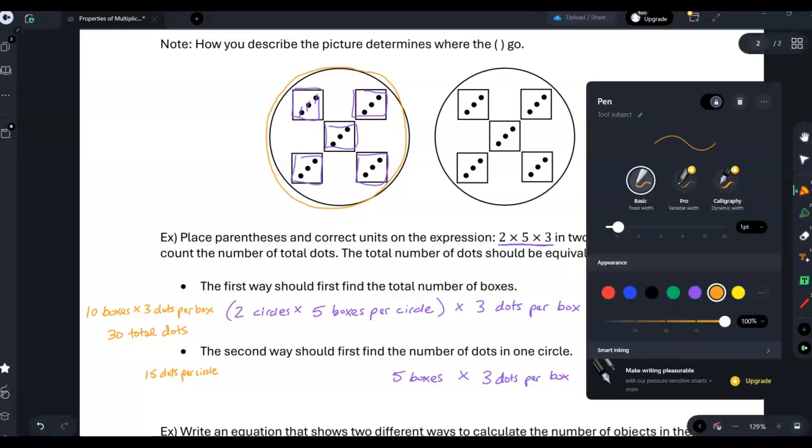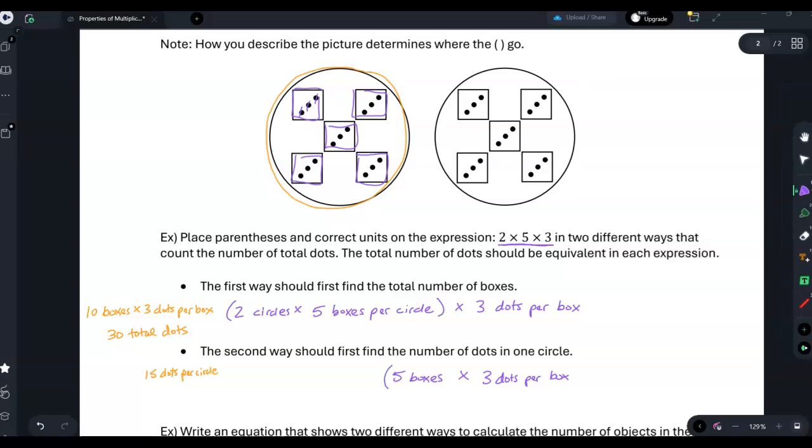And so really what I'm doing is I'm finding this 5 boxes times 3 dots per box gives me 15 total dots, but that's not the total, that's actually the total per circle. And so then if I want to find the total, then what I would have to do is multiply that by my total number of circles. So then 2 circles times that number of dots per circle should give me my total. So this would be 2 circles times 15 dots per circle gives me, again, 30 total dots. It's just 2 different ways of thinking about it, right?